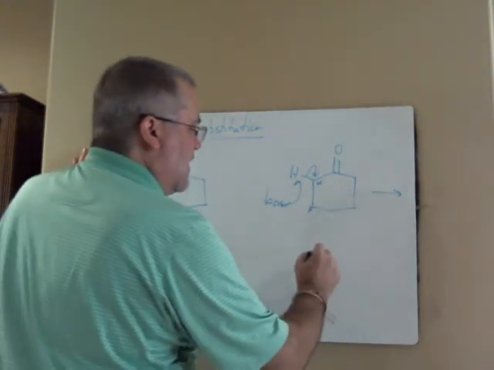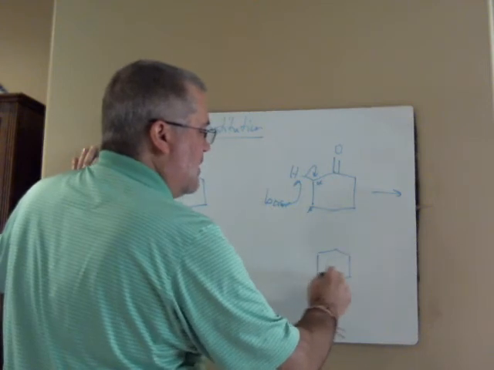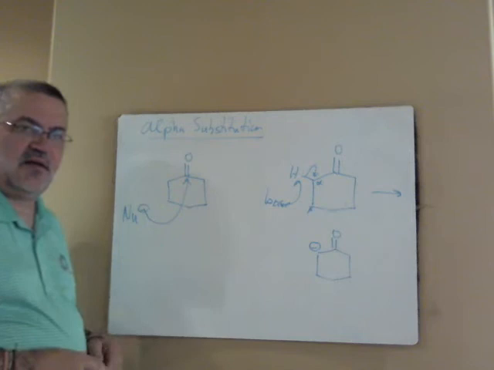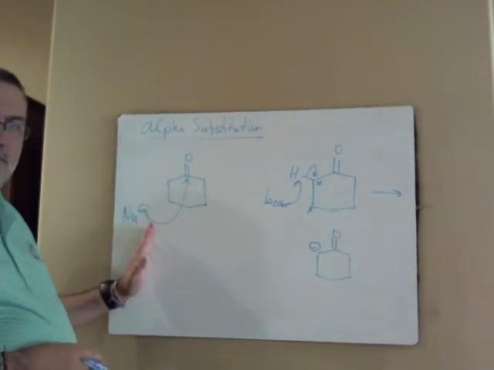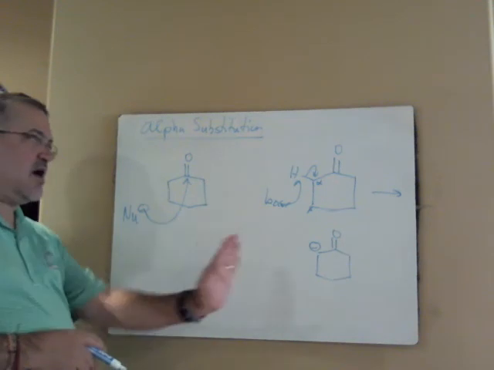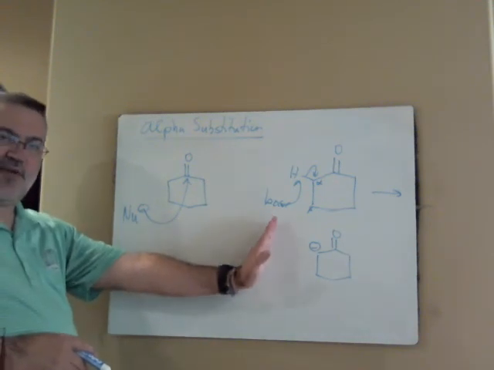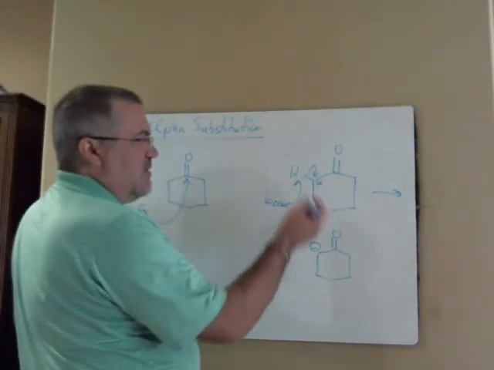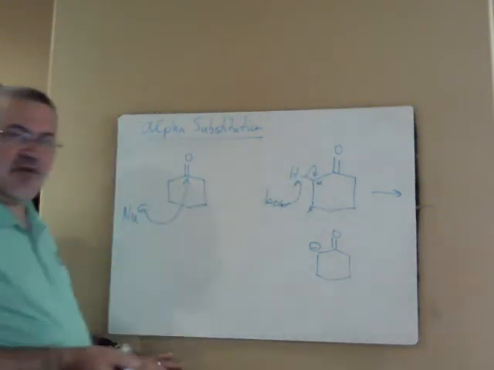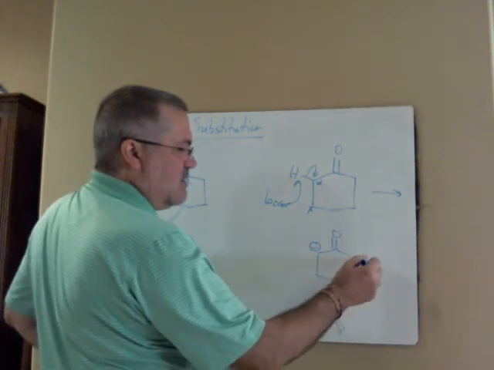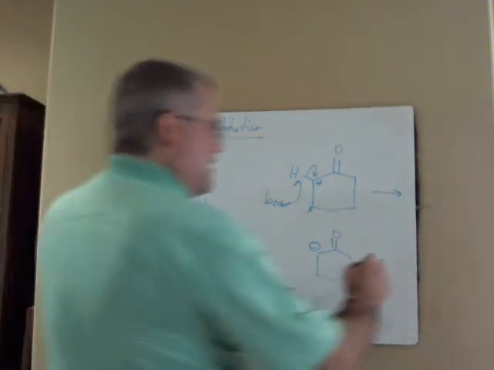And when it does that, it forms that anion. So different result. This is what happens when the base acts as a nucleophile. This is what happens when the base acts as a base. Okay, now why would this kind of abstraction of a proton even occur? Because this anion can resonate.